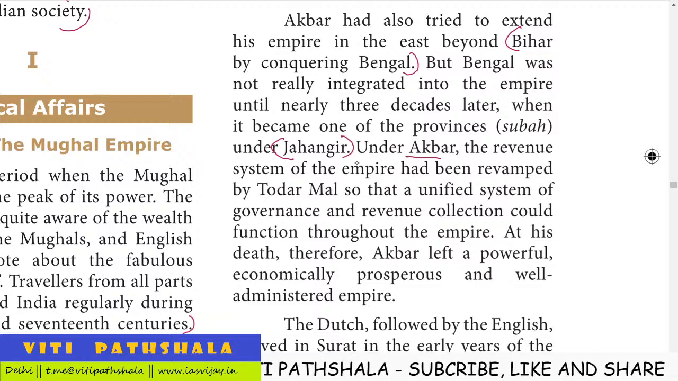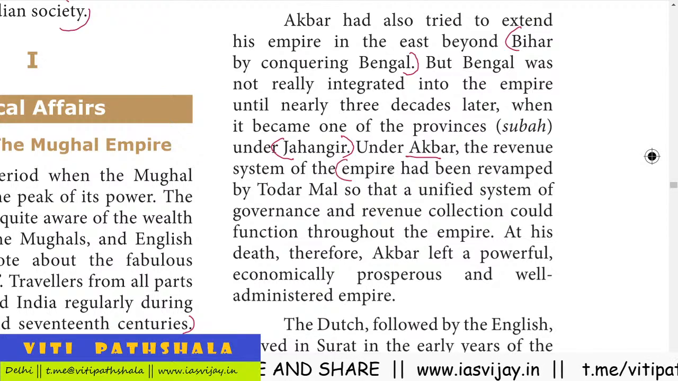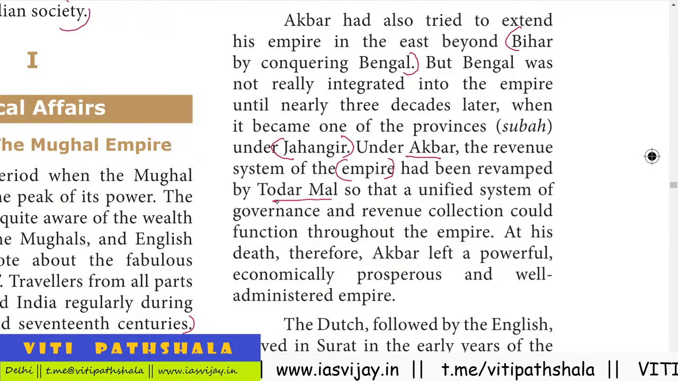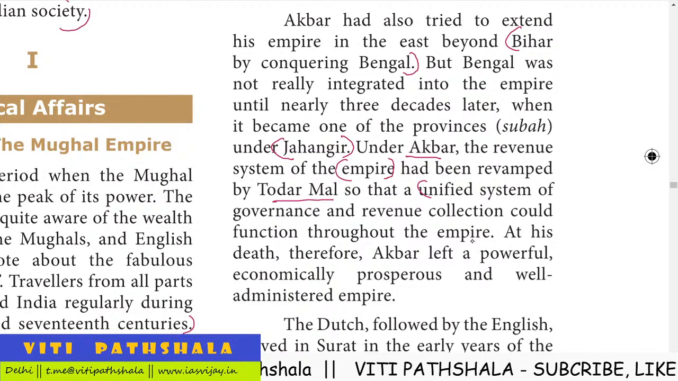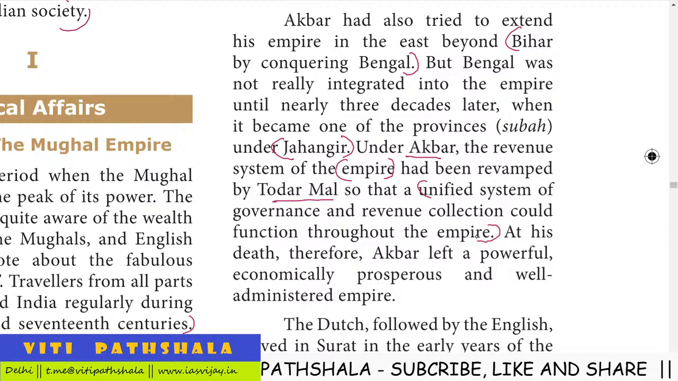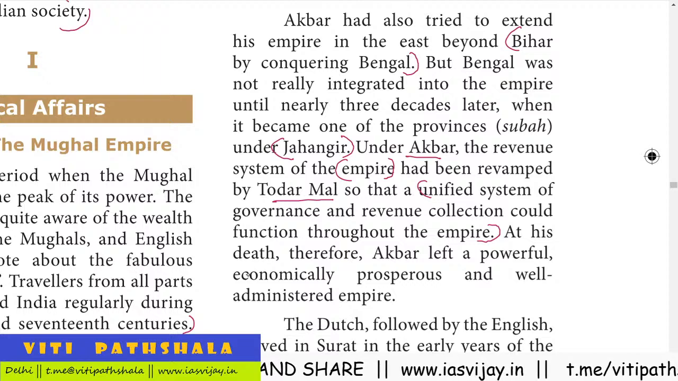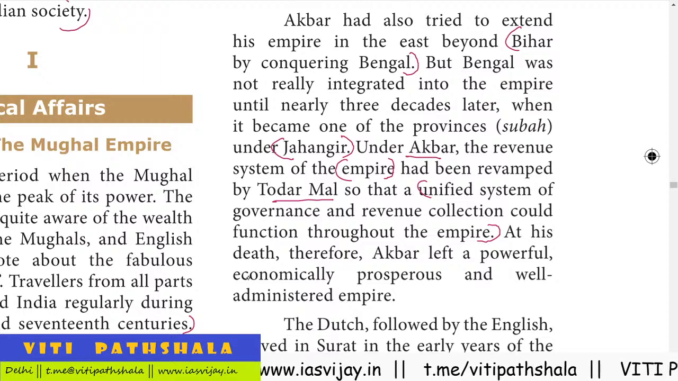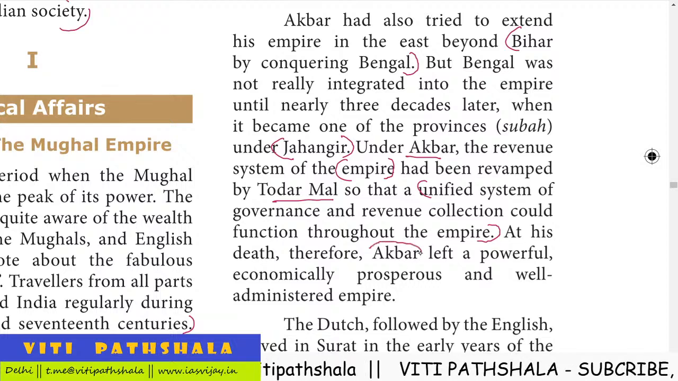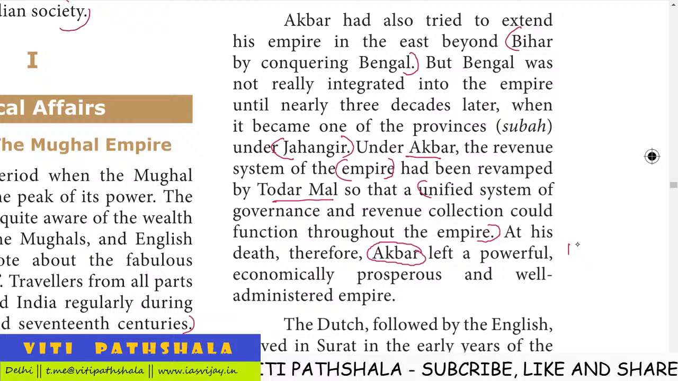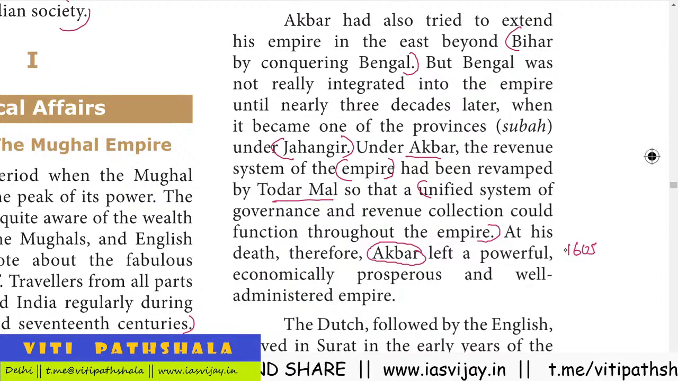Now, under Akbar, the revenue system of the empire had been revamped by Todar Mal so that a unified system of governance and revenue collection could function throughout the empire. At his death, therefore, Akbar left a powerful, economically prosperous, and well administered empire. Now, this point is very important. When Akbar died in 1605, the Mughal Empire was at its peak.